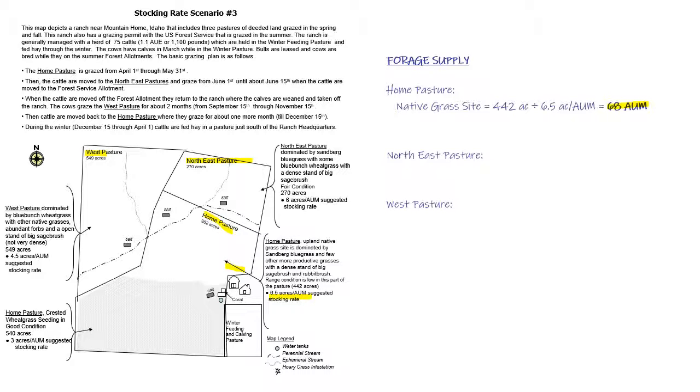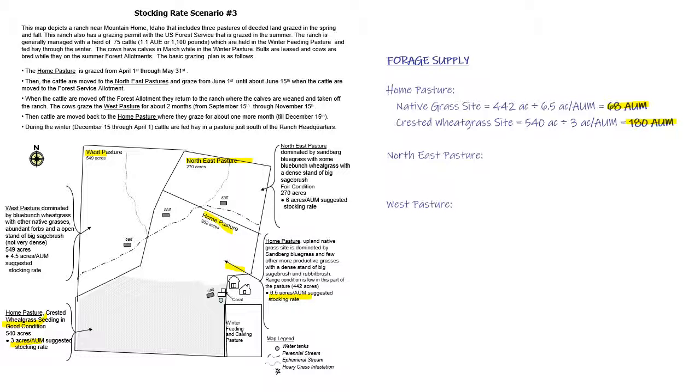That pasture also has another part down in the lower area, which is a crested wheatgrass seeding. So this crested wheatgrass is pretty productive. It takes 3 acres to produce an AUM. So if you take the area that is created by that 540 acres in that crested wheatgrass seeding, divide by 3 acres per AUM, you get 180 AUMs in that lower part of the home pasture.